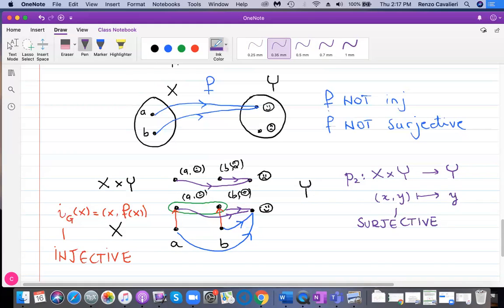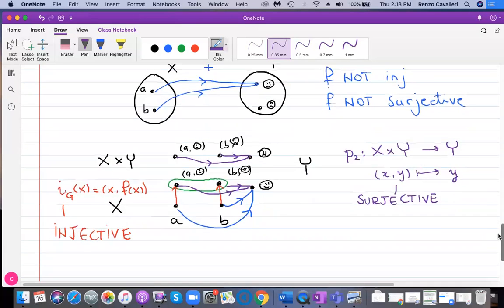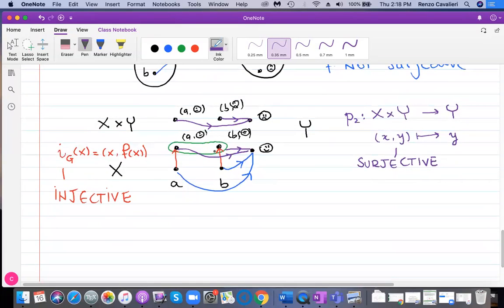Why? Because for every y in Y, if you want to find an element that is mapped there, take whatever x you want as the first element of the pair, take that y as the second element, and then the image will be y. Okay? And now notice what happens when you compose these two: if you follow the red arrows and then the purple arrows, then you get precisely the blue arrows, right?